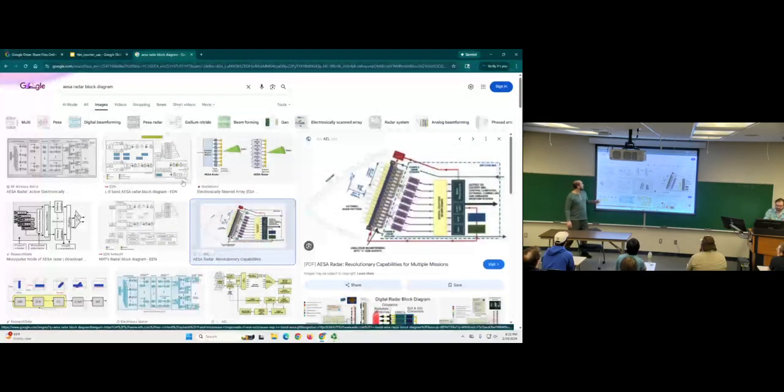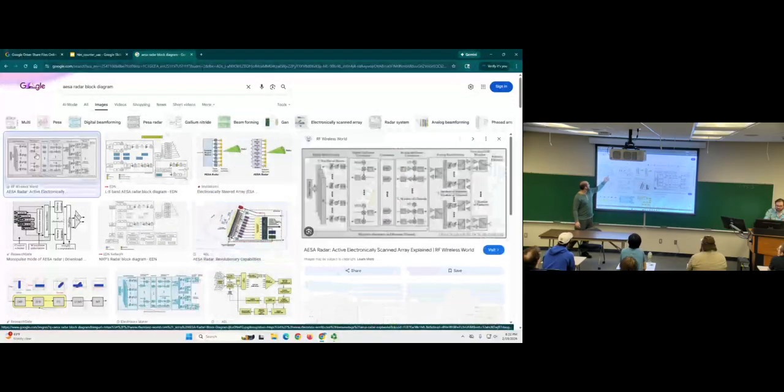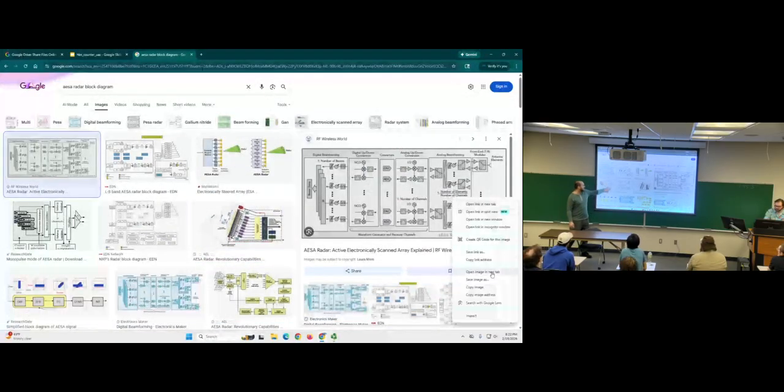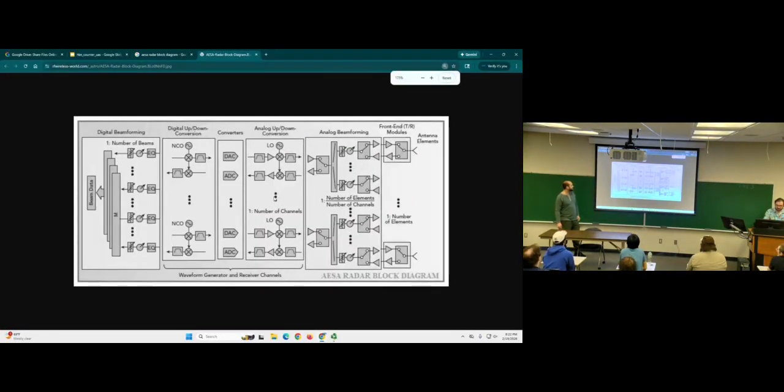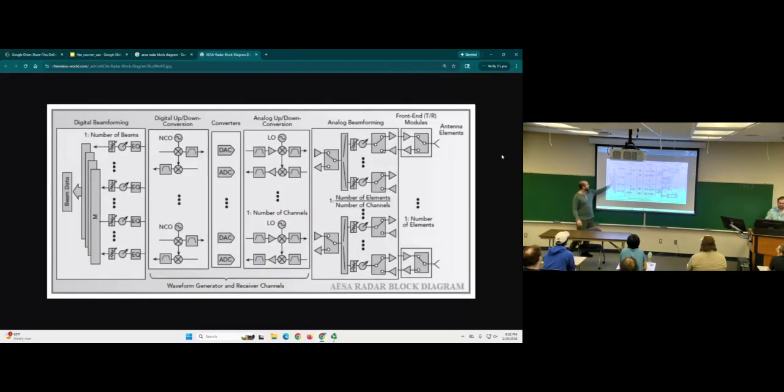Yeah. So let's click this one right here. This is an ESA block, an active electronically scanned array. Zoom in a little bit. There we go. These are your levels. This is the computer, the whole digital beamforming. This is when it decides which signals to send. This is all digital, it's all in bits.